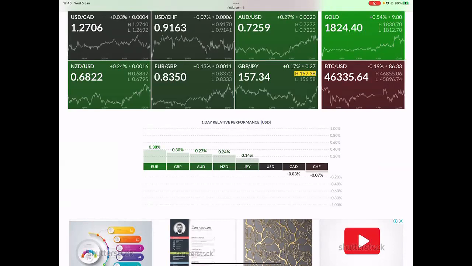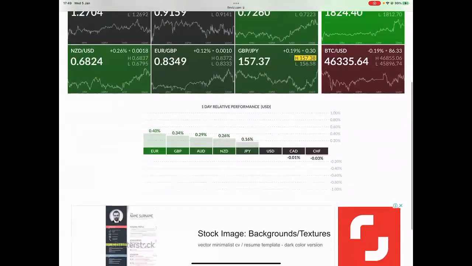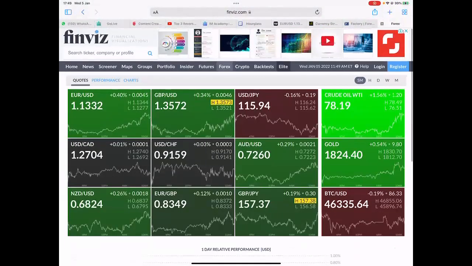However, personally, when I'm looking at relative performance, I look at the one higher than 0.20% against the one either at 0 or lower than minus 0.20%. I don't know if you get that. I always look for the ones higher than 0.20%, and I trade that one against the ones at 0 or lower. That's how I trade this.